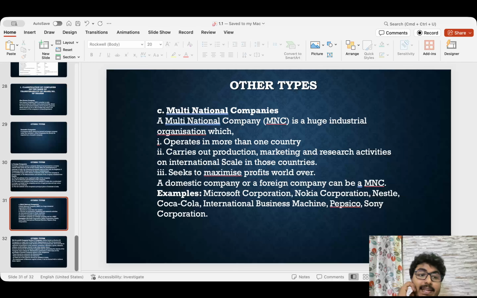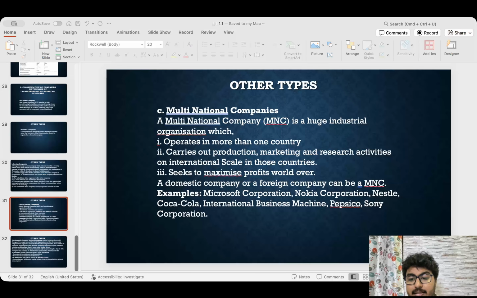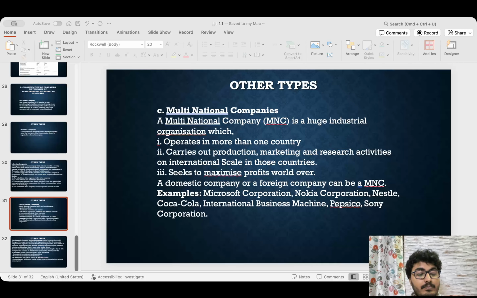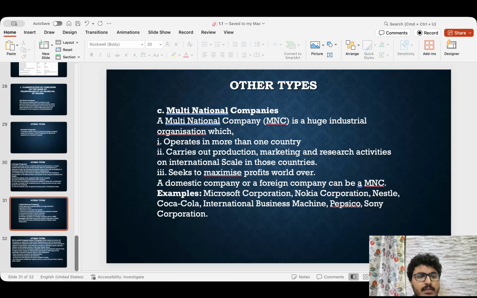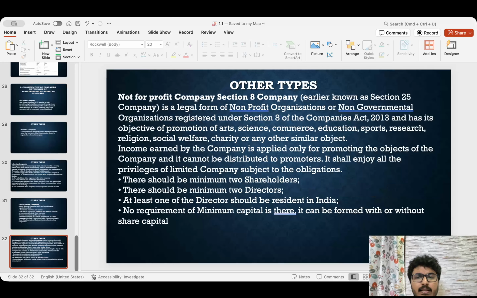Next, we come to multinational companies. A multinational company operates in multiple countries. These companies conduct production, marketing and research activities internationally to maximize global profits. Examples include Microsoft, Coca-Cola, Nestle, Sony, Pepsi and Apple. So these are the multinational companies.